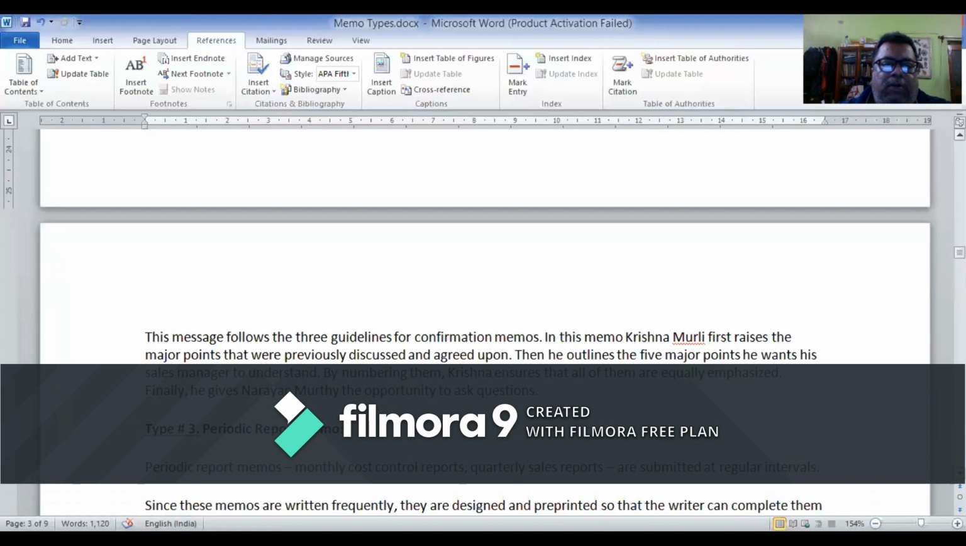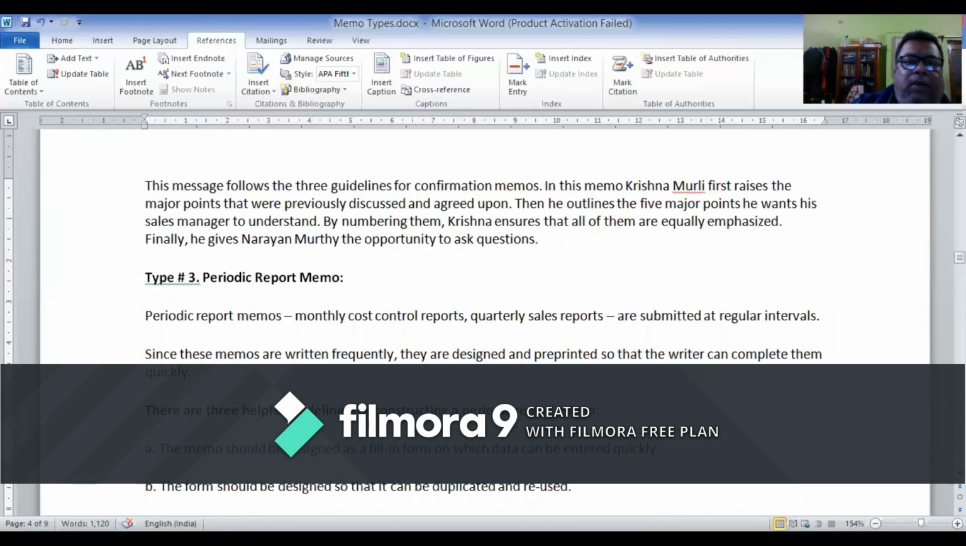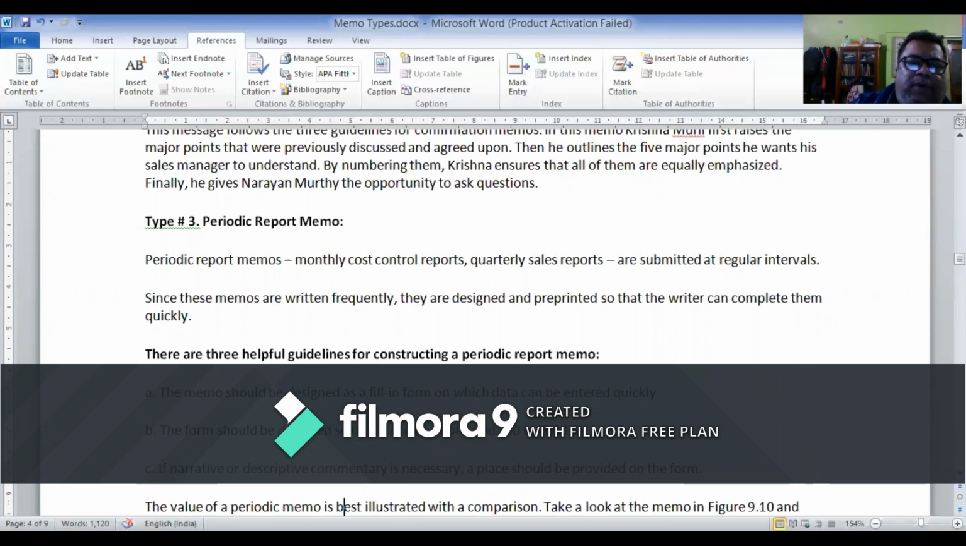Now, all of these we find have been followed by this example, the illustration. Krishnamurli raises the major points that were discussed and agreed upon. He then goes on to outline the 5 major points he wants the sales manager to understand. Okay, and by numbering them, he also ensures that they are equally emphasized. So we find therefore that all the discussion points have been given equal emphasis. And last but not the least, you have also seen that in case some changes are required, some clarifications are sought, so he has not made this a close-ended communication, right?